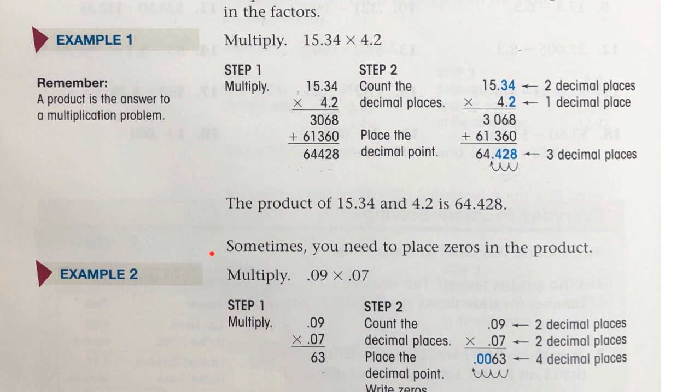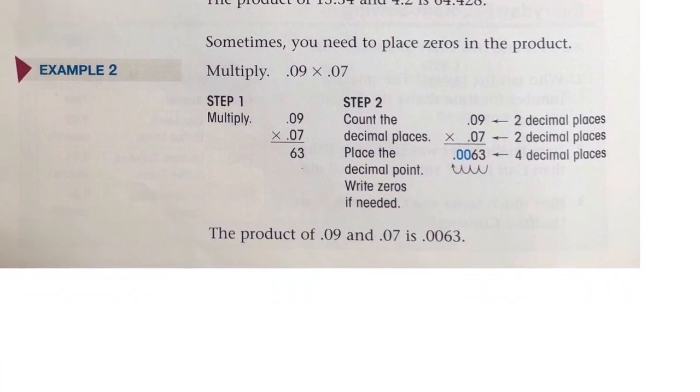Sometimes you need to place zeros in the product. For example 2, multiply 9 hundredths times 7 hundredths. So 9 times 7 is the math. That's 63. Step 2, count those decimal places.